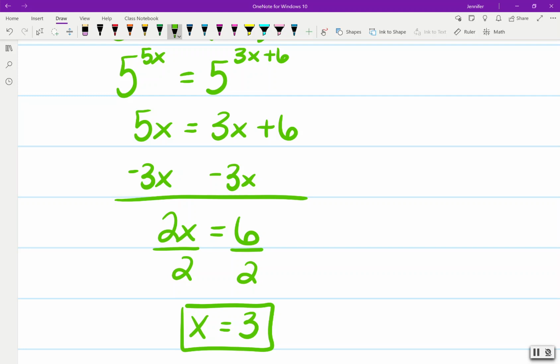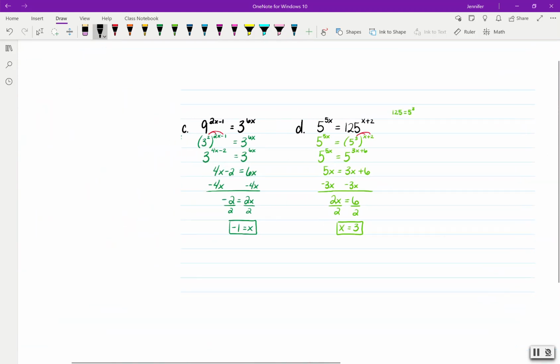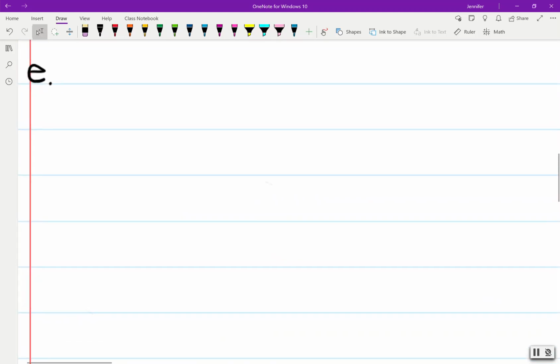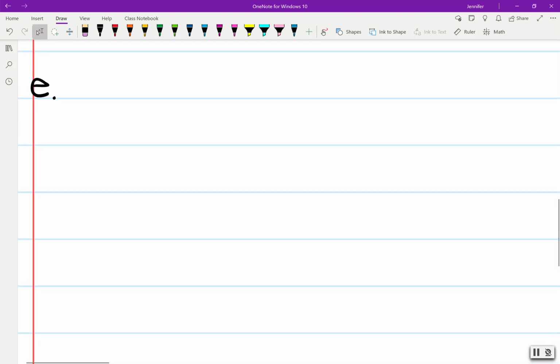So these are exponential equations. Now we're going to do 3 problems where we're looking at exponential inequalities. So the only difference is that we have an inequality, but we're going to use the same process. So I'm going to zoom out, and I'm going to go all the way back over to the left side of the page for example E. In example E, I'm given 16 to the power of 2x minus 3 is less than 8.